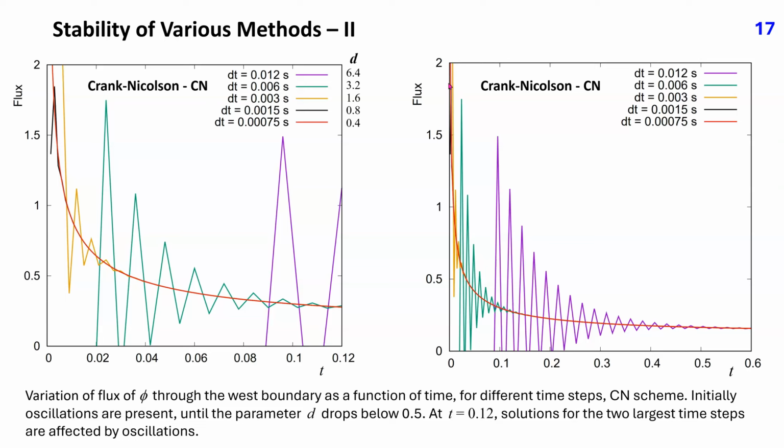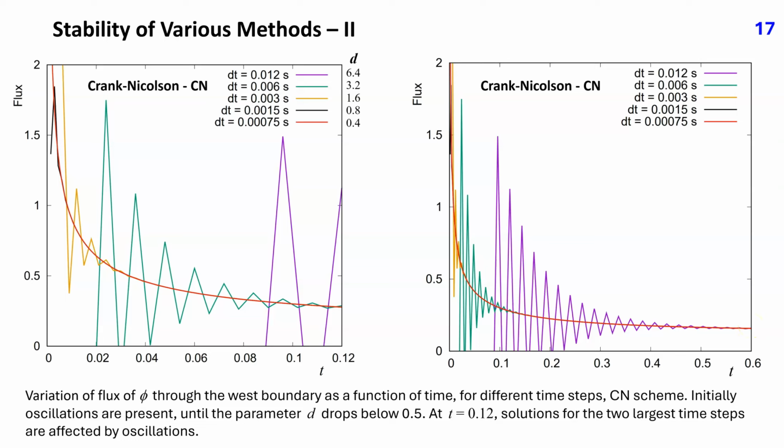These 2 figures show the variation of the flux of phi through the west boundary as a function of time for the Crank-Nicolson scheme and different time steps. Initially, oscillations are present until the parameter d drops below 0.5. The oscillations are decaying with time, contrary to explicit Euler scheme where they grow exponentially.